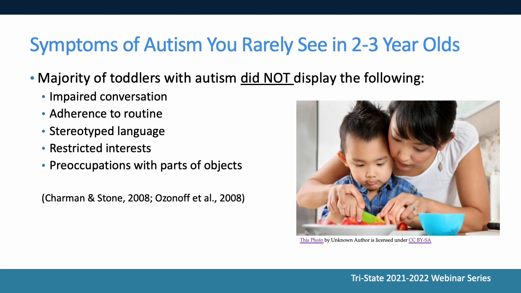Similarly, the research suggests that there are some symptoms of autism that emerge later than the early childhood period, so don't be surprised if you don't see them. As you might imagine, the majority of toddlers do not show impaired conversational skills. Their communication needs usually have to do with intentionality or knowing how to use their communication socially.